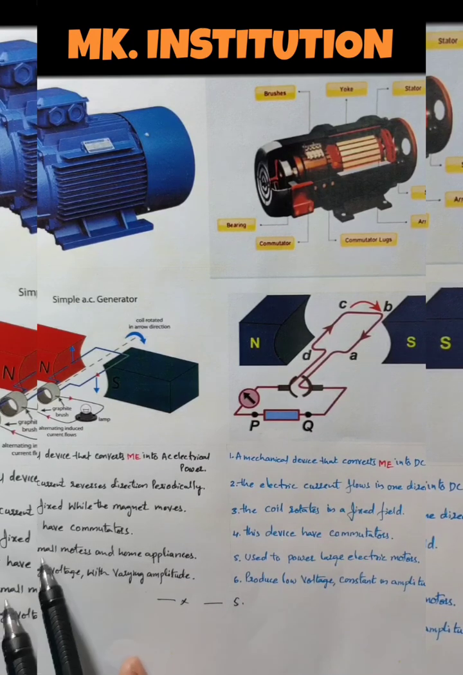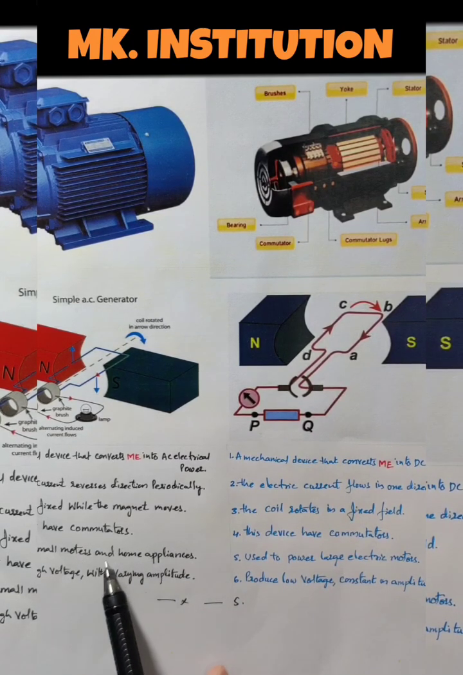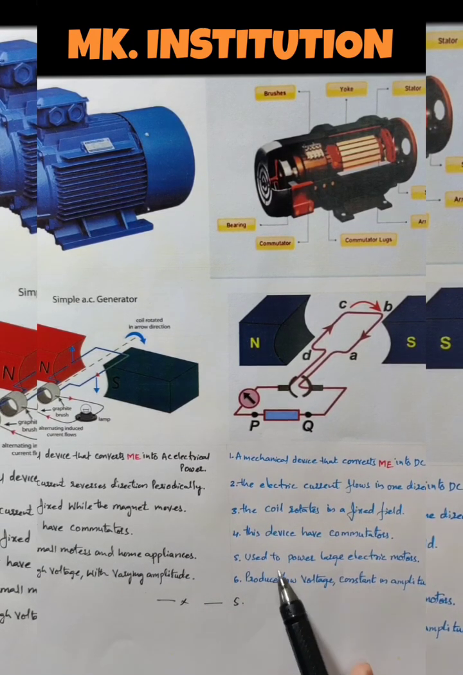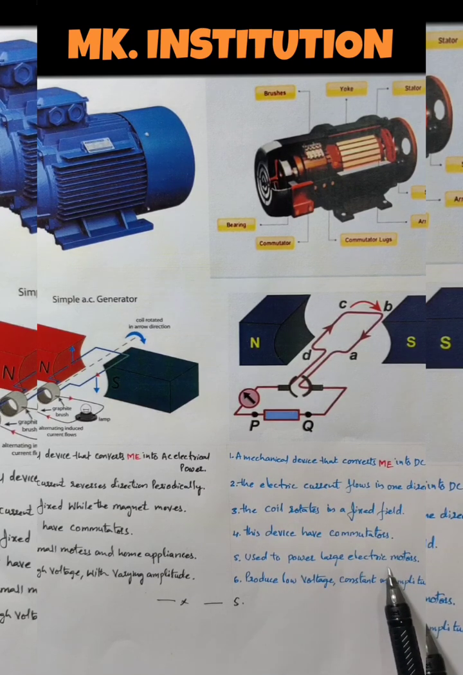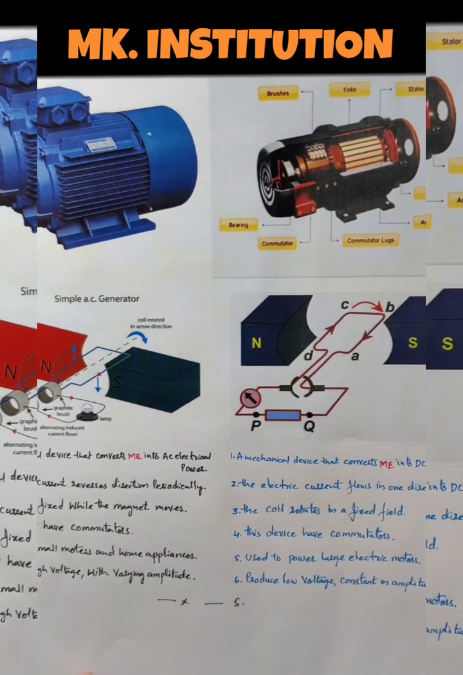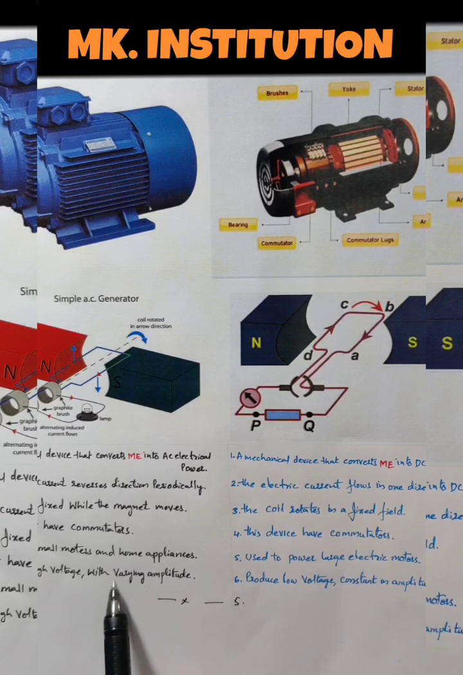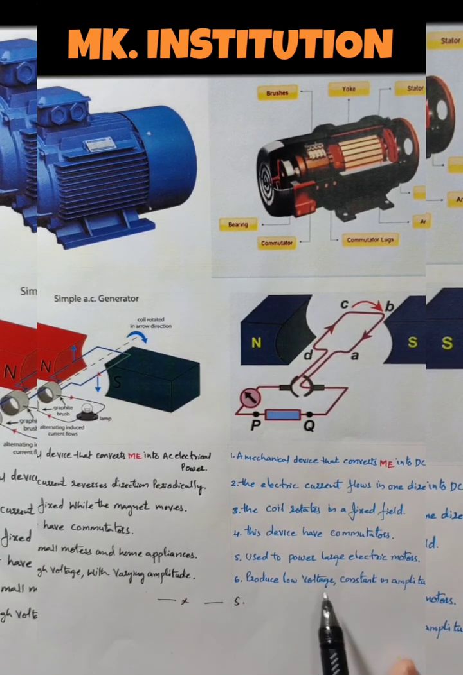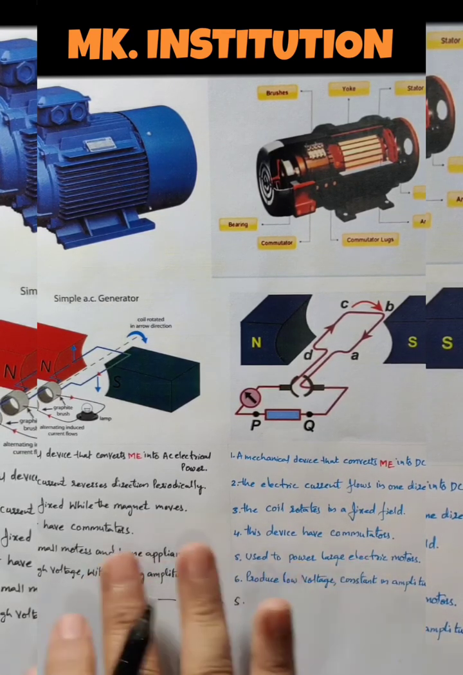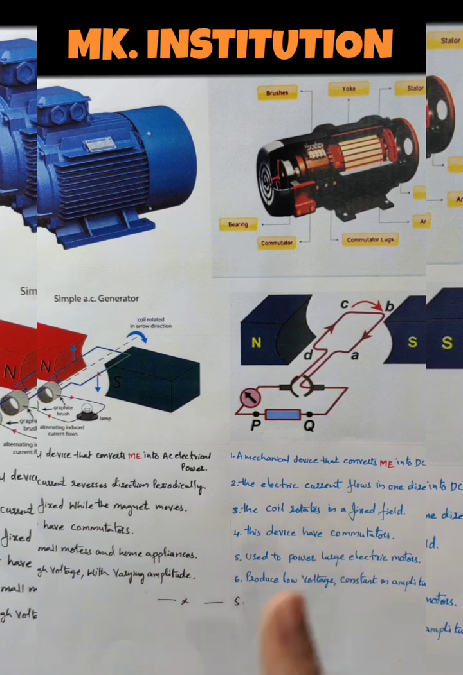Clear? Then used in small motors and home appliances. Here used in power large electric motors. Clear? The difference: it produces a high voltage with varying amplitude. Amplitude will be different here, but DC produces low voltage with constant amplitude. Amplitude will be constant here. This is the major difference between AC and DC.